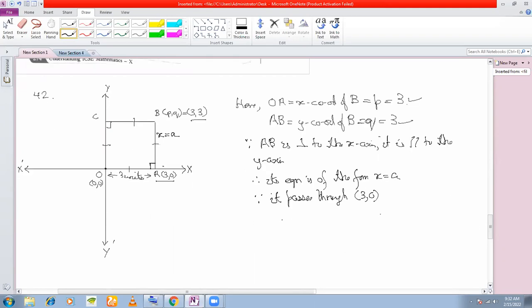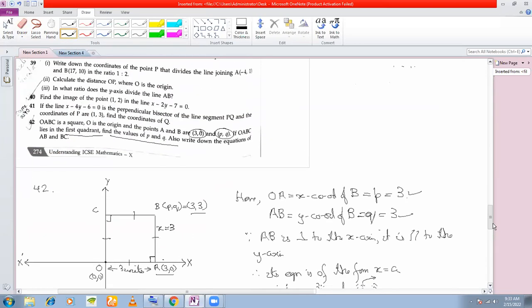Therefore, you can replace this x coordinate by 3. 3 must be equal to a. That means a is equal to 3. Therefore, the equation of the line AB, or the side AB, is x is equal to 3, right? So we have got this equation, x is equal to 3.